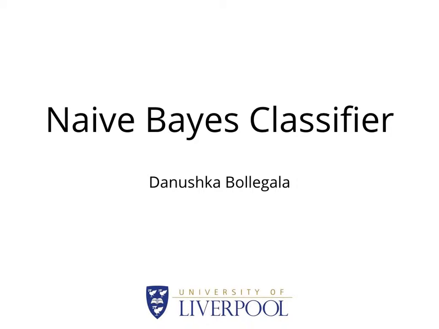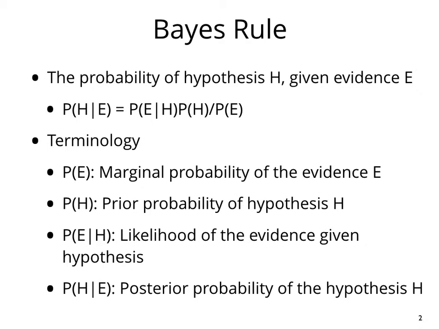In this lecture, we will be learning the Naive Bayes classifier. First, we'll take a look at the Bayes rule. Bayes rule gives a way of swapping probabilities.